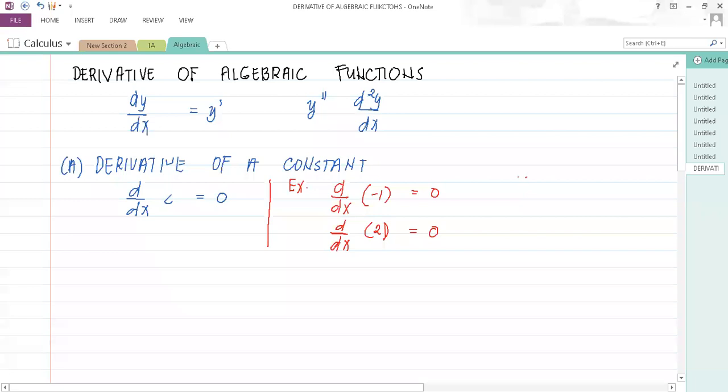Or say, what is the derivative of 2 raised to 3? Walang variable. 2 raised to 3 is equal to 8. Diba? Constant pa rin yun. Wala siyang variable. So this is equal to 0.